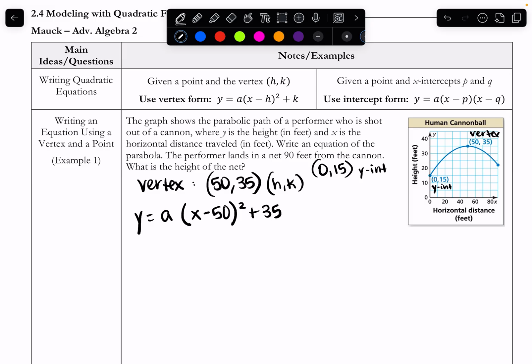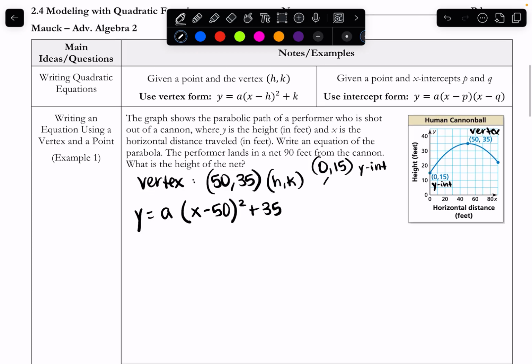Because we have our y-intercept, which is just another random point on the graph, they have to give you another point here. We can take that, and that is the x comma y that I can use in my equation. Any additional point can be subbed into your equation for x and y. So I'm going to do that and say 15 is equal to a, which I still don't know, times 0 minus 50 squared plus 35.